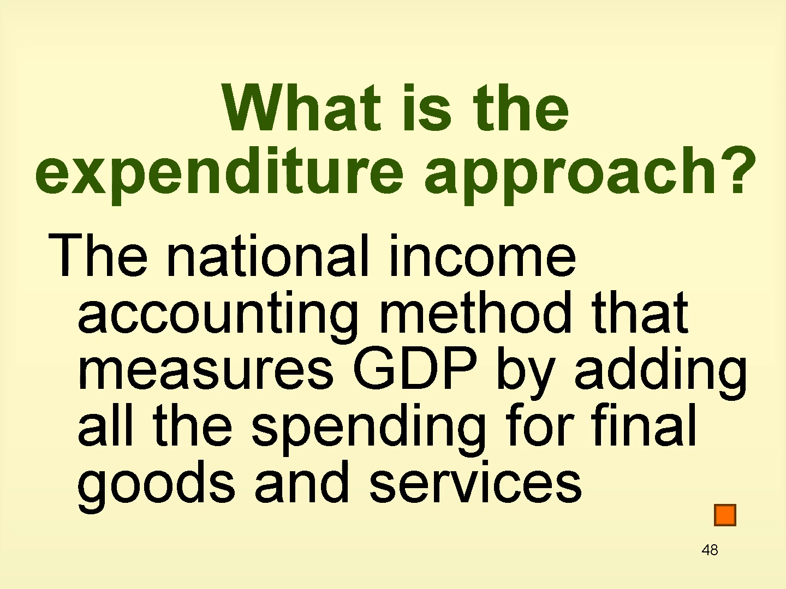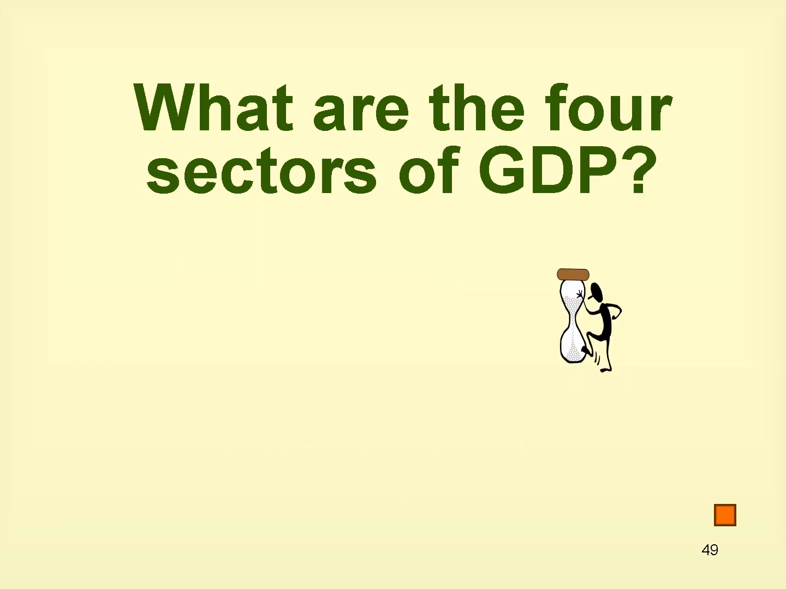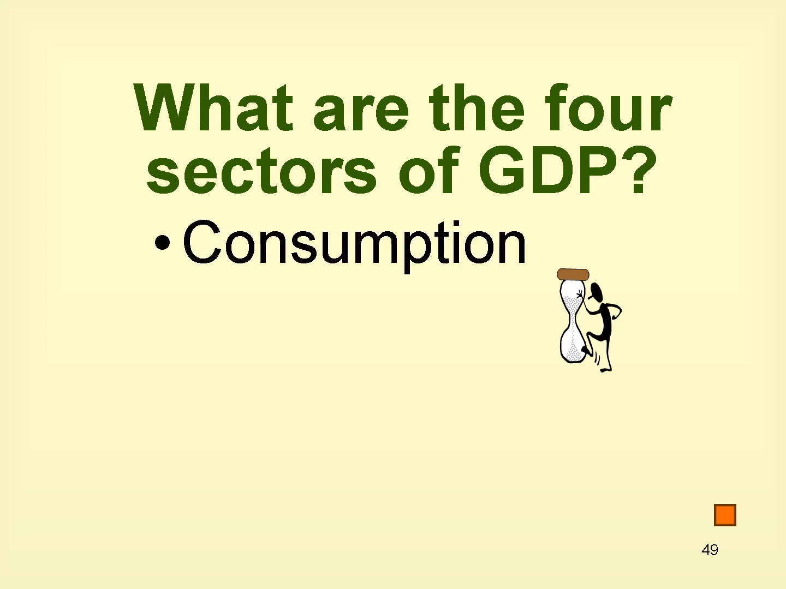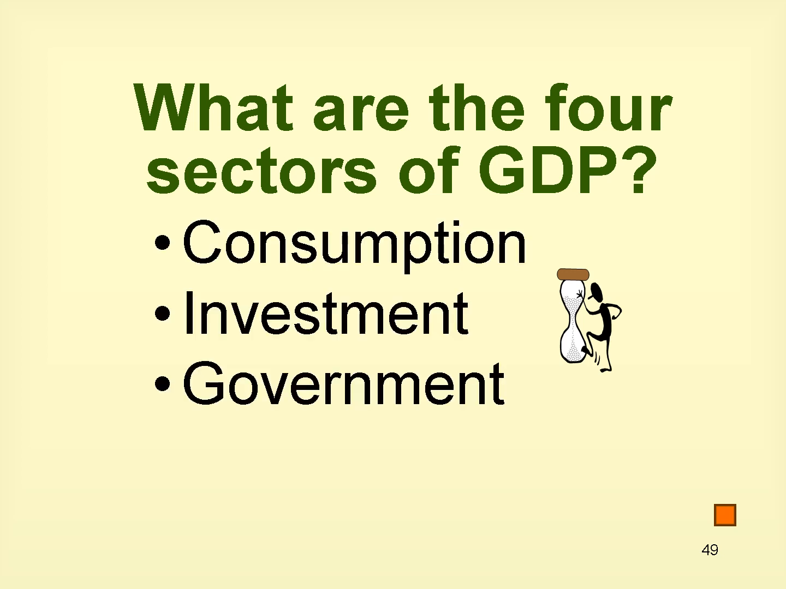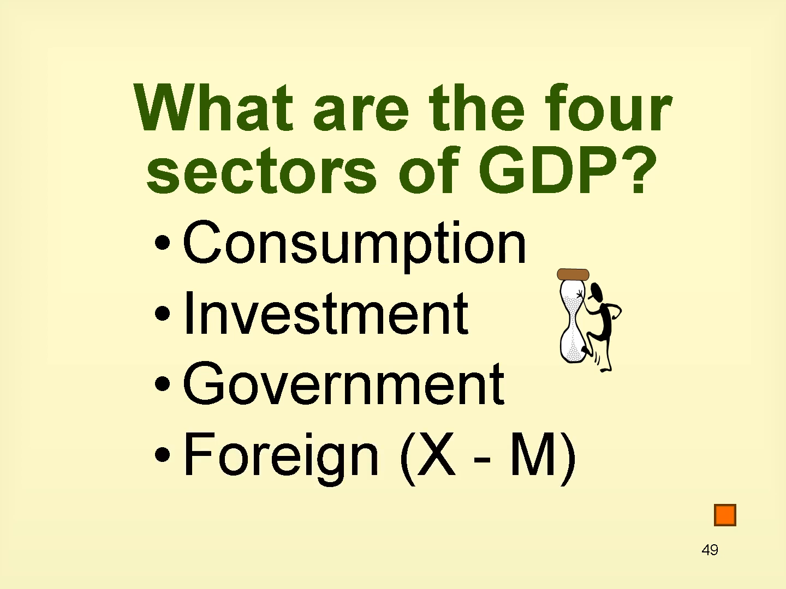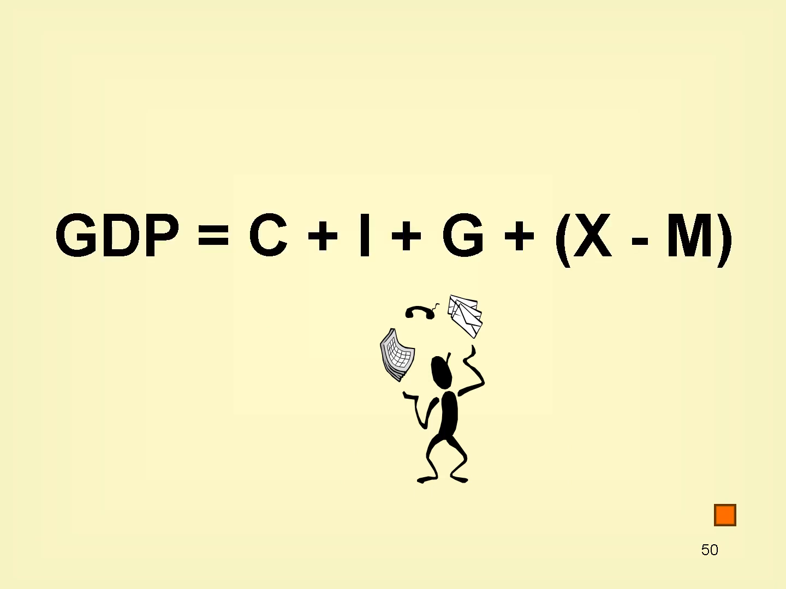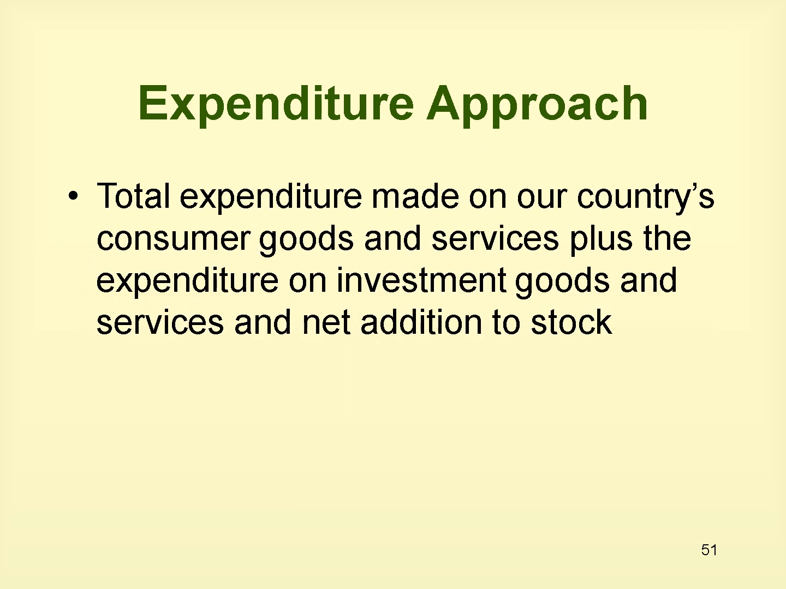Okay, the formula is Y equals C plus I plus G plus X minus M. But it depends on how many sectors you have: 2 sector, 3 sector, 4 sector. Okay, so what is the 4 sector for GDP? Consumption, investment, government expenditure, and foreign. Foreign is export minus import. So this is the formula. Okay, the expenditure approach is the total expenditure made in our country on consumer goods and services, plus the expenditure on investment goods and services and net addition to stock.